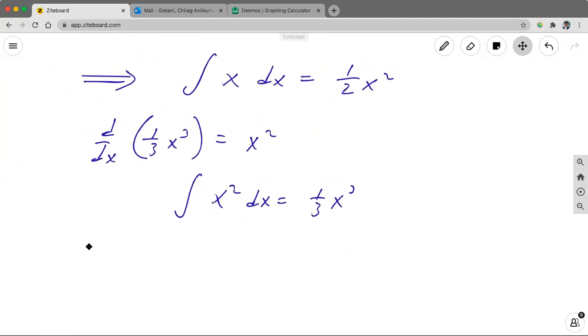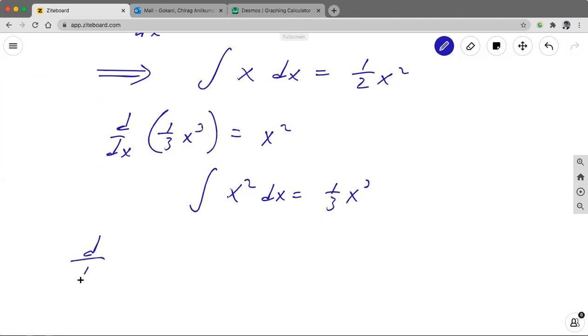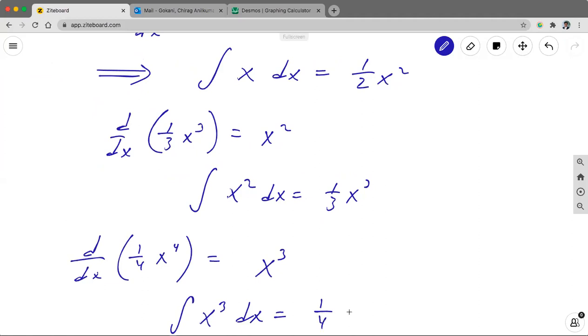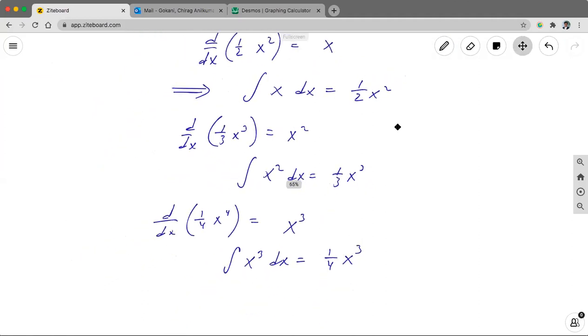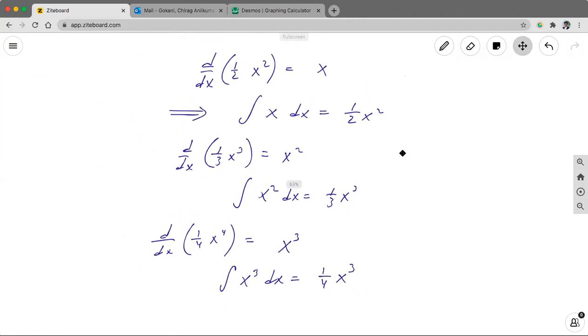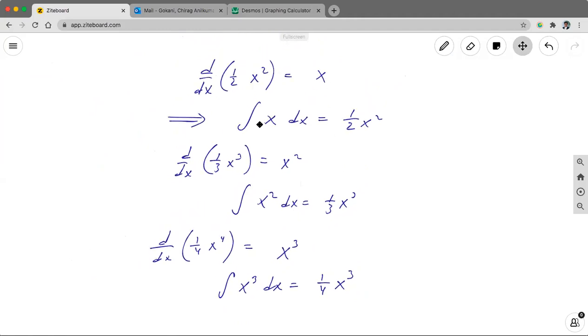Okay. Let's do one more. This is a fourth, 1/4. What is this? X cubed. So what's the integral of x cubed? 1/4 x to the 4th. Good. Now, are people seeing the pattern? What happens when I integrate a power of x? Look, I integrated x, I got 1/2 x squared. I integrated x squared, I got 1/3 x cubed. How do I get from here to here? Can someone derive a pattern for me?